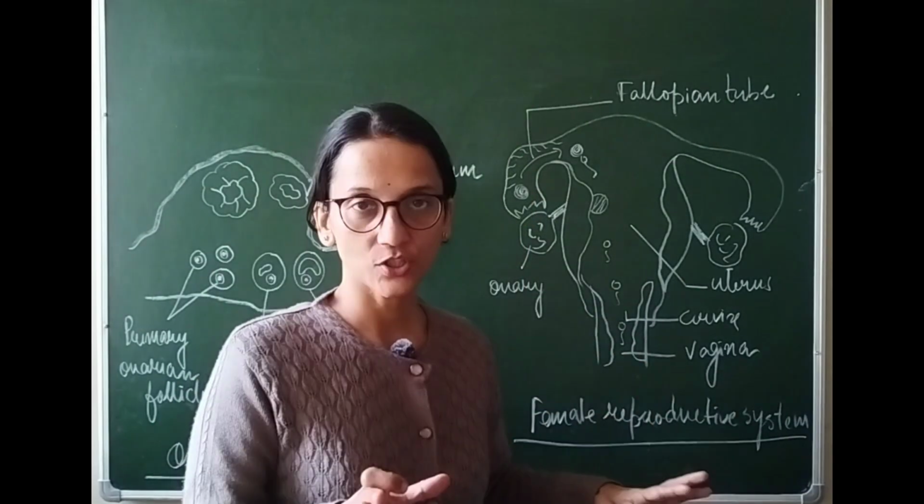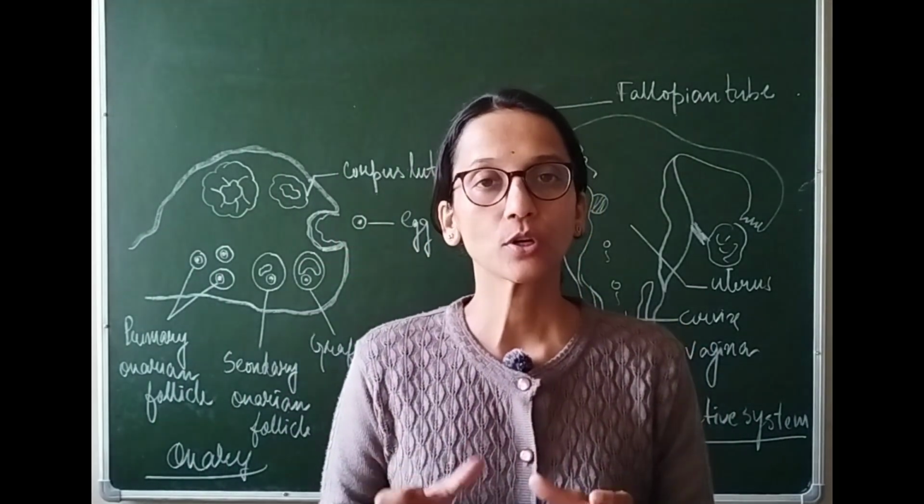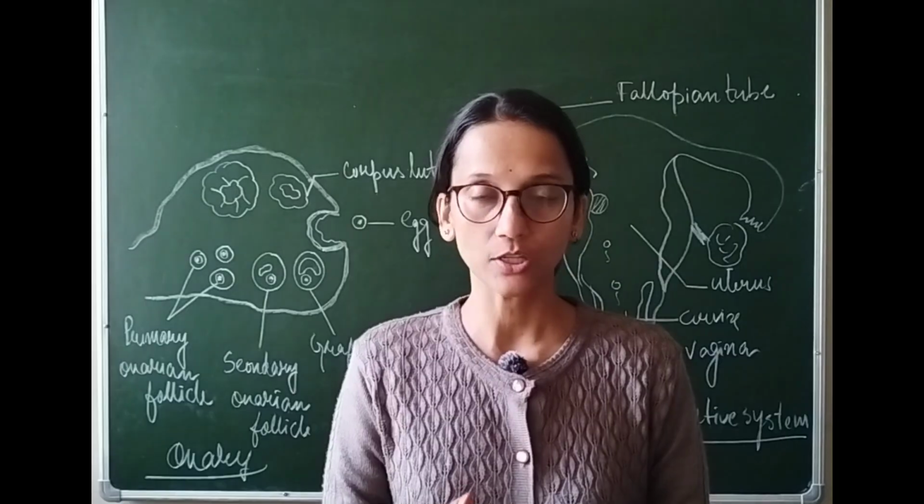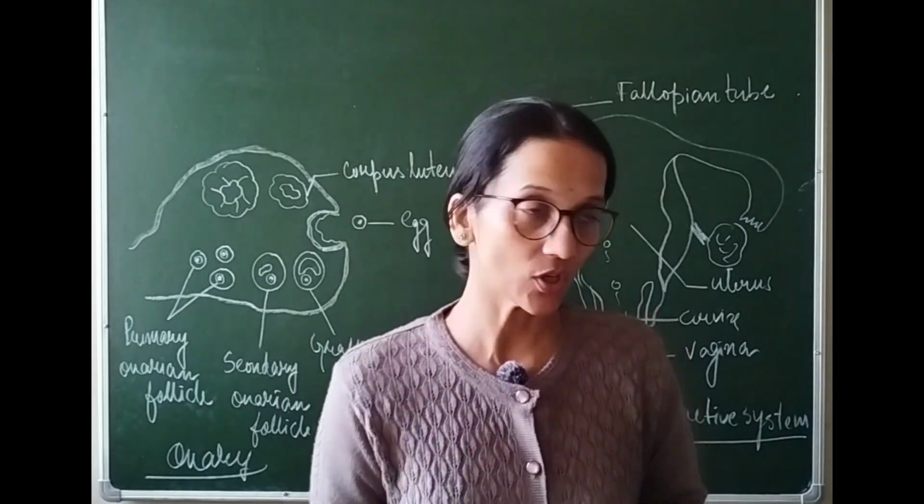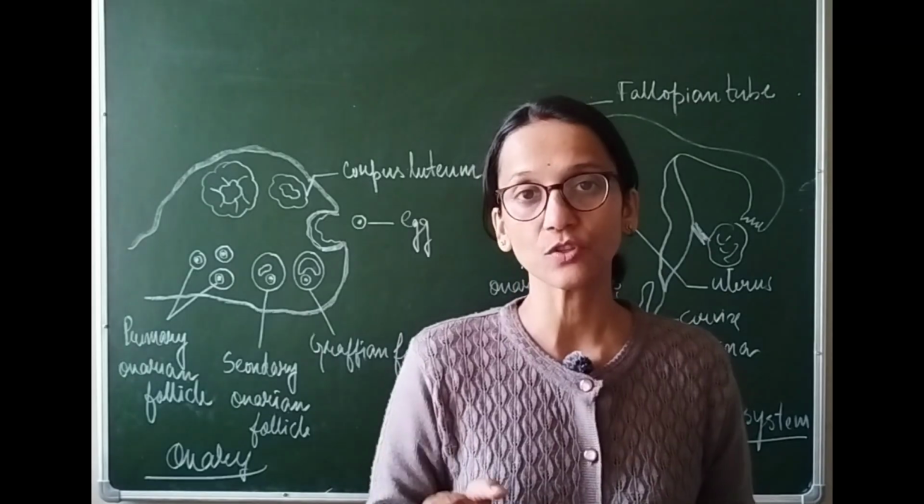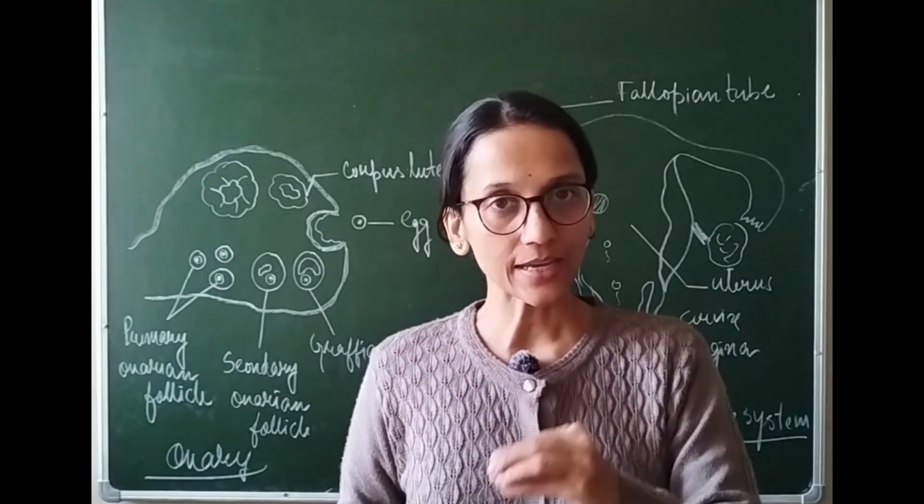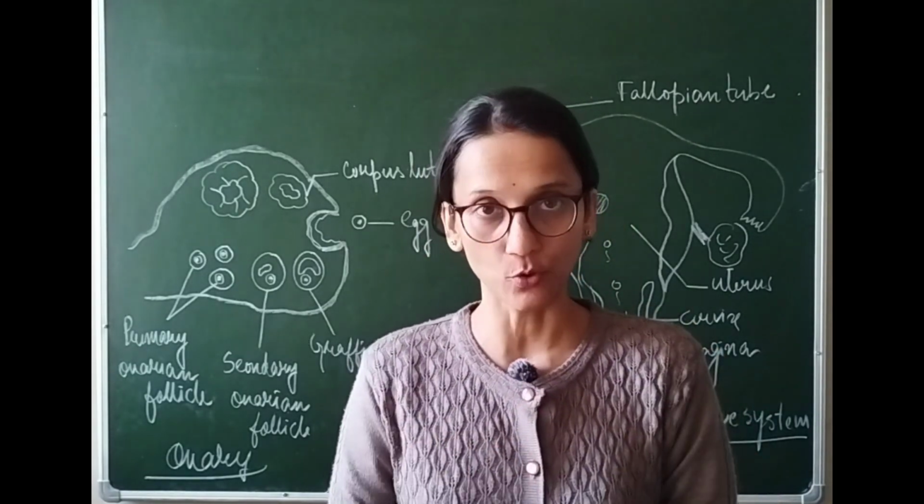Now let us talk about the vagina. Vagina is that part of the female body which receives the penis during copulation, and this is the region where the sperm is actually released. Now this vagina has a membrane in it which is known as hymen. So at the time of copulation, this hymen is broken.